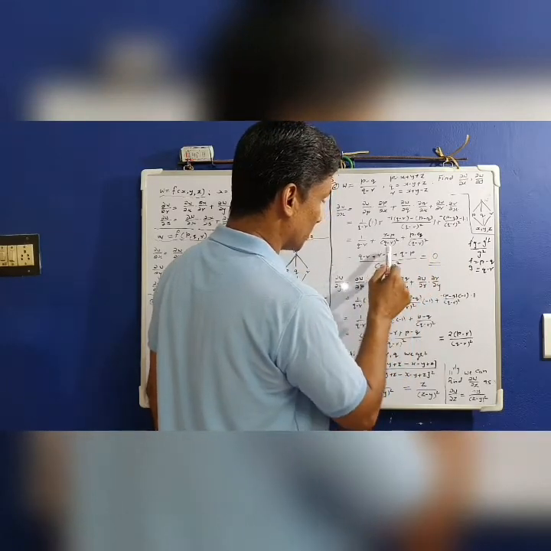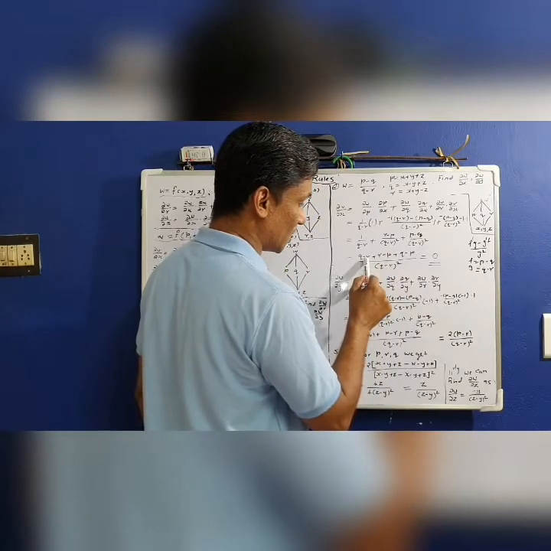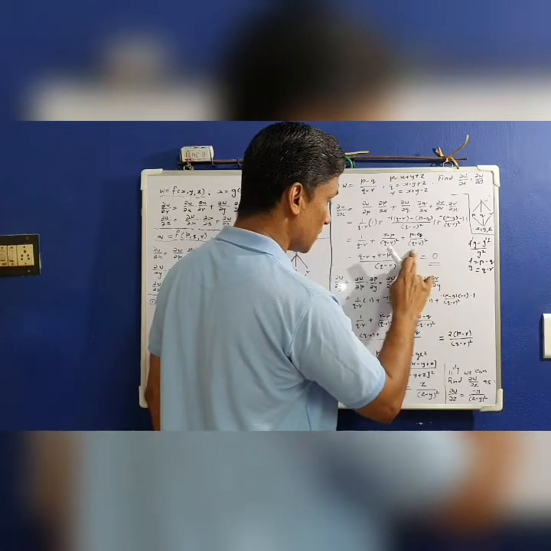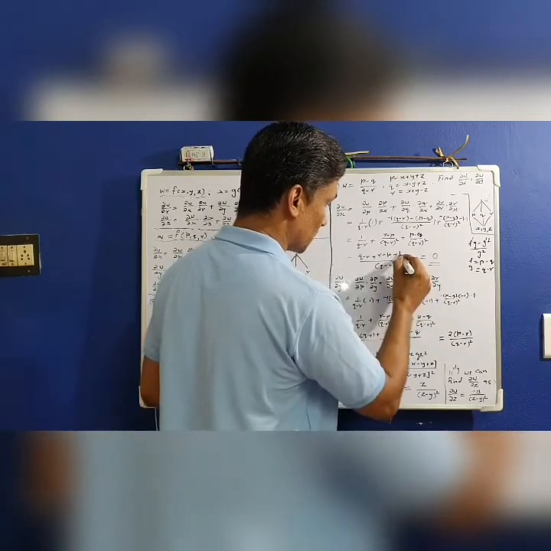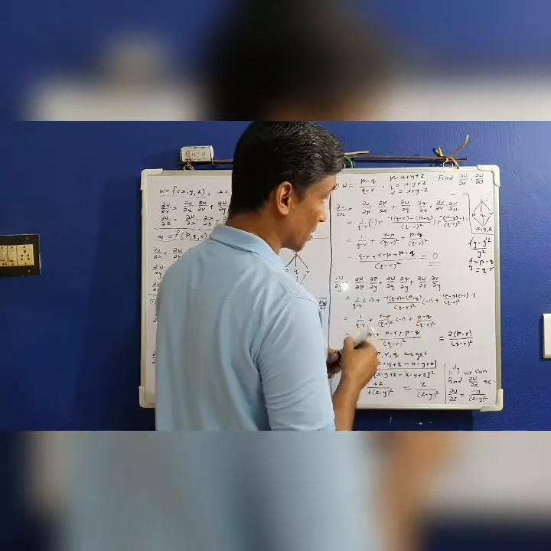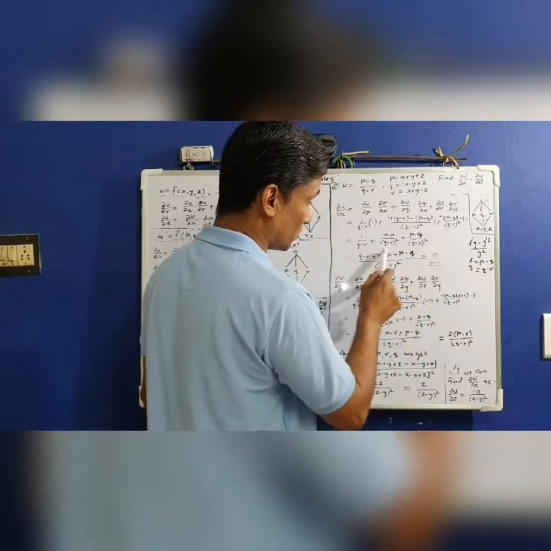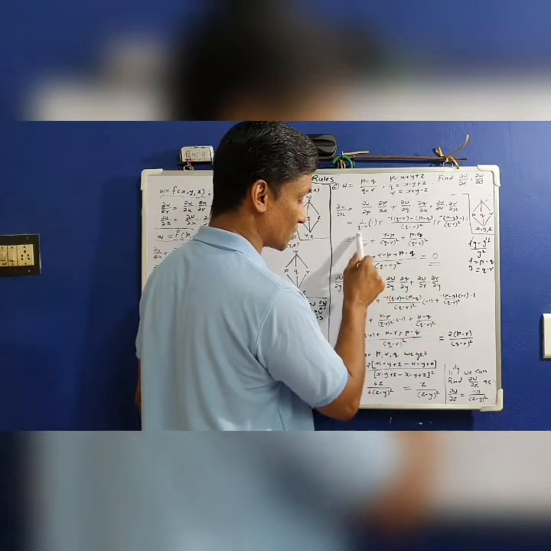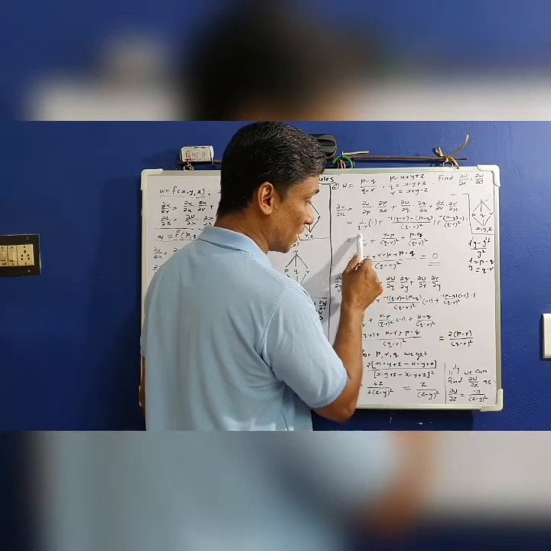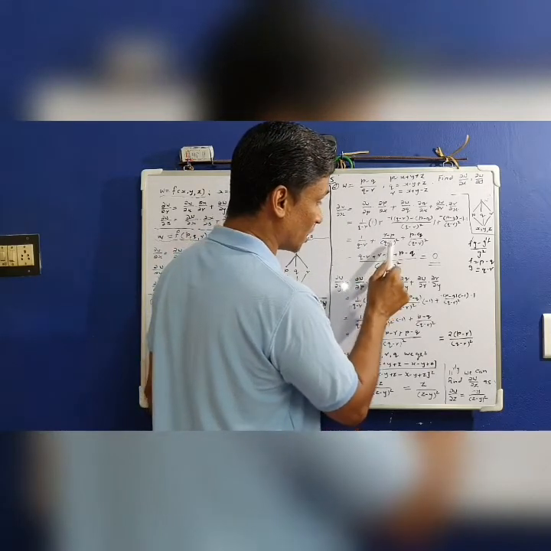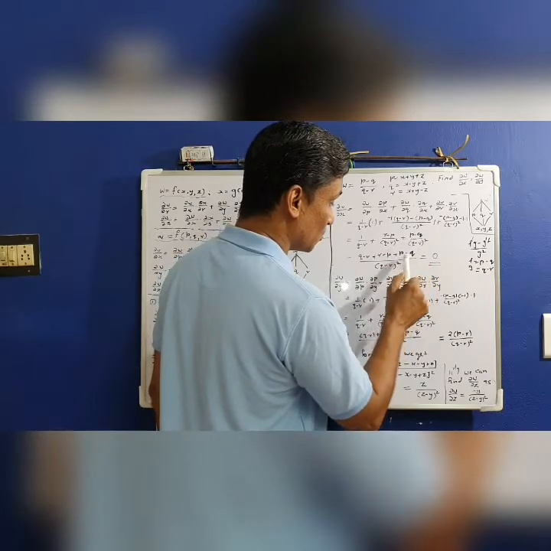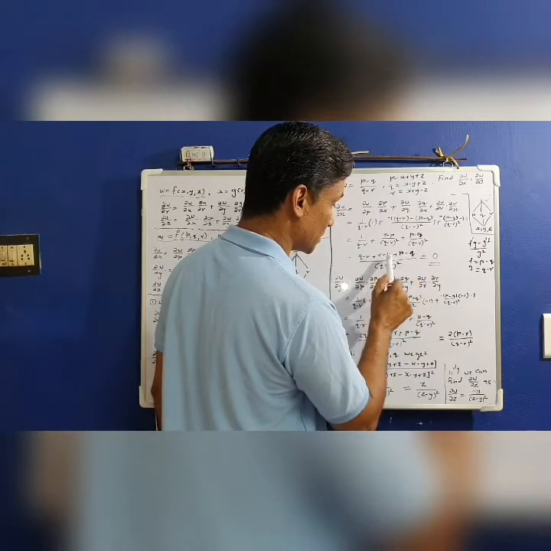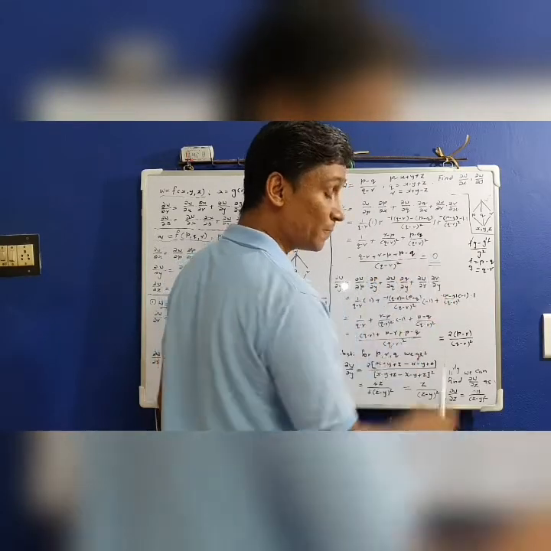Taking LCM, you get (q − r) plus (r − p) plus (p − q) plus (p − q) plus (p − q). The LCM is (q − r) whole square, so I have to multiply and divide by (q − r). So the numerator becomes (q − r) plus (r − p) plus (p − q) divided by (q − r) whole square. The q gets cancelled, r gets cancelled, p minus p gets cancelled, the answer will be 0.